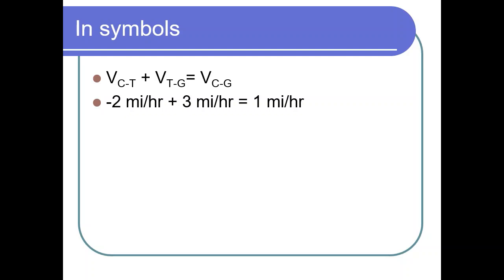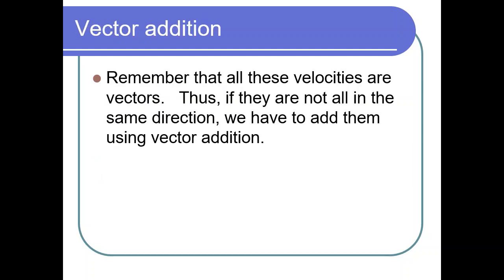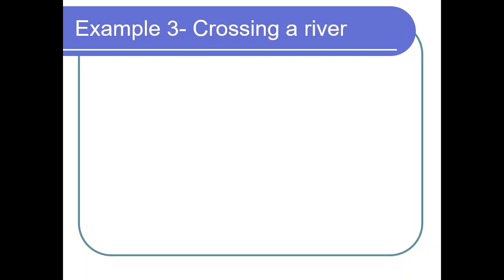Now, these examples seem kind of straightforward, but let us examine a situation in which we have the vectors not going in the same line, but going in fact at right angles to each other. We're still going to use the same pattern though. The velocity of object A relative to object B plus the velocity of object B relative to object C equals the velocity of object A relative to object C. And they're all vectors, so when we add them, we're going to have to add them using vector addition. Let's work on an example.